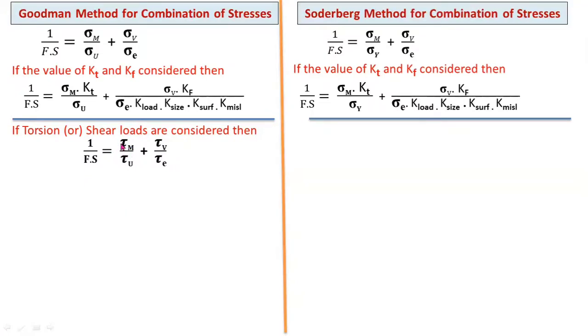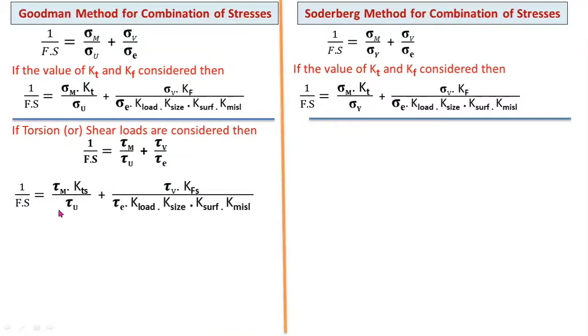Here tau m is the mean shear stress. Tau indicates shear stress, so tau m means mean or average shear stress, and tau v is the variable shear stress. Tau u is the ultimate shear stress. Tau e is the endurance limit for shear loads.